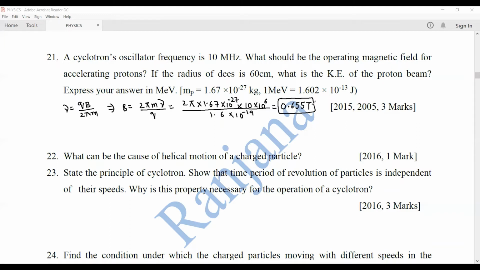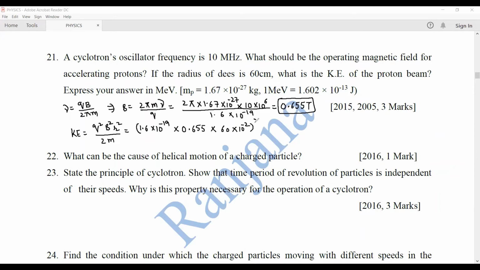But the kinetic energy has to be determined in mega electron volts. Kinetic energy of the charged particle is given by Q square B square R square upon 2m. So substituting the values, as it is the proton, Q is 1.6 into 10 raised to the power minus 19 coulomb. B, the magnetic field, is 0.655 Tesla, and the radius of the disc is given as 60 centimeter. So 60 into 10 raised to the power minus 2 meter.